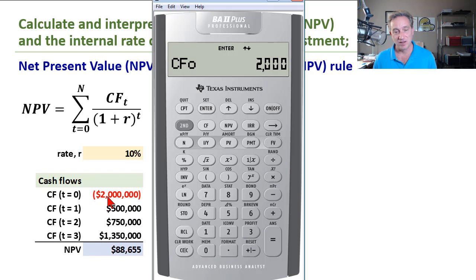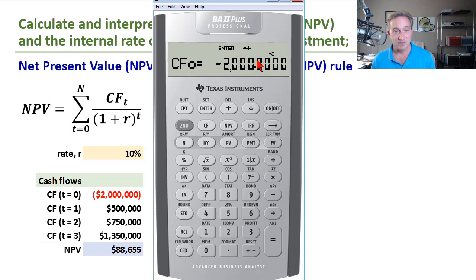My first cash flow is 2 million, but 2,000 on the calculator because I'm just going to be in thousands of units here. And this is going to be my outflow. So I want to make sure to make it a negative. And then now I'm going to hit enter, and I'll just point you here to the display indicator. That's that horizontal bar right above my letters and numbers here. As I hit the enter, notice the difference.